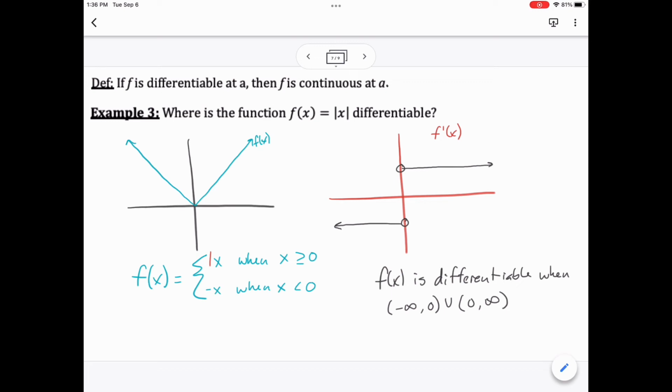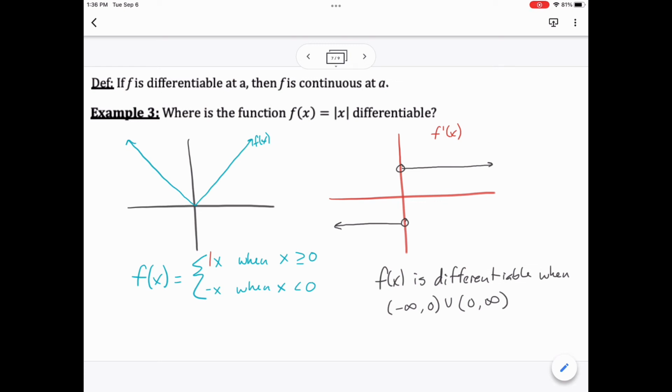So, theorem: if f is differentiable at a, then f is continuous at a. Here's an example where the function f of x is the absolute value of x. Is it differentiable there? Looking at the two sides, from the left you're going down to 0, and from the right you're going down to 0. So your limit exists.